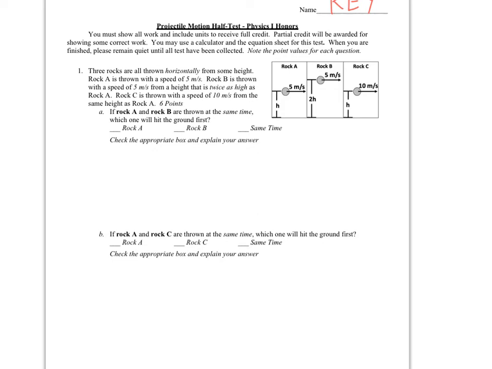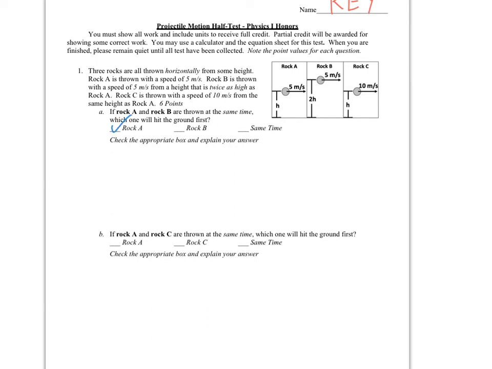All right, so for this first one, we have a conceptual question to start. What we're asked is to compare these three rocks that are thrown horizontally from some height. Both rock A and B are thrown at a speed of 5 meters per second, but B is thrown from twice the height, and rock C is thrown from the same height as A, but at 10 meters per second. So first we're asked to compare rock A and rock B, and I'm going to start with that. Which one is going to hit the ground first?